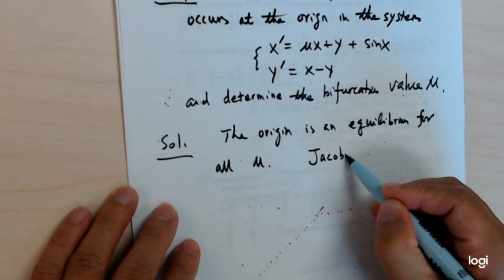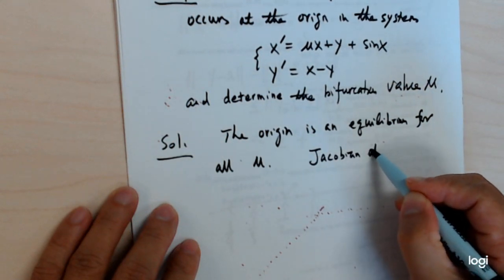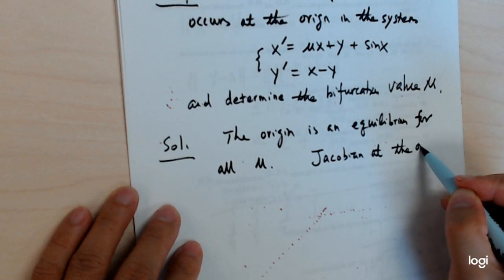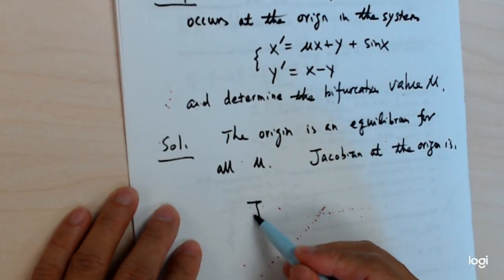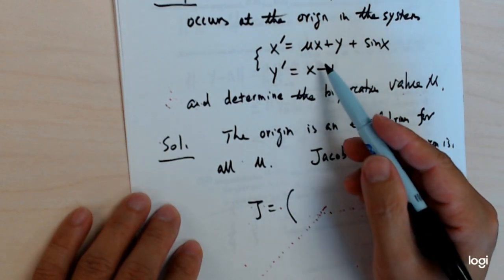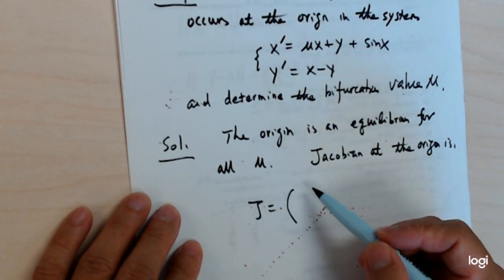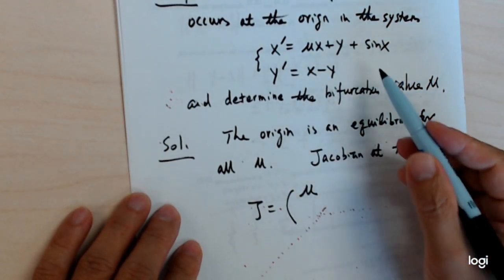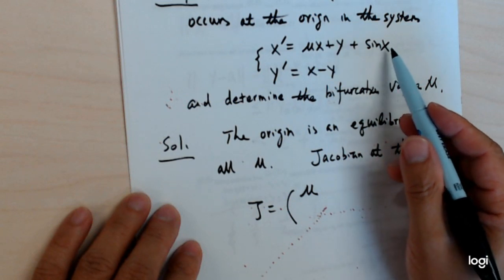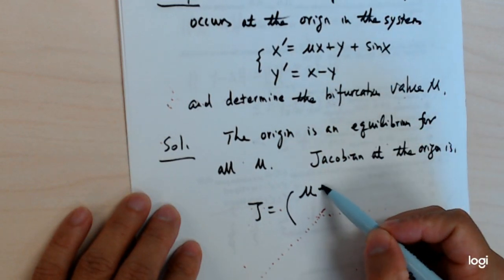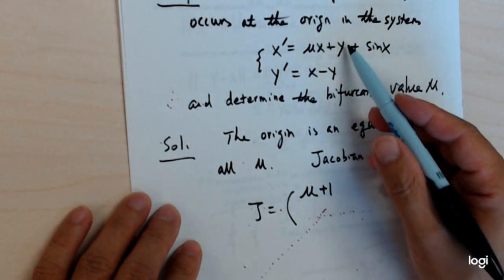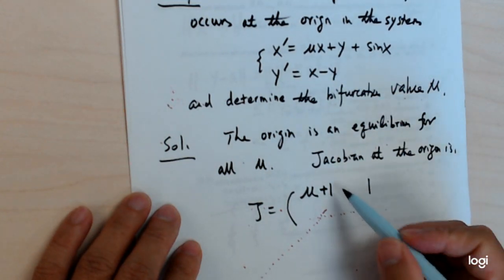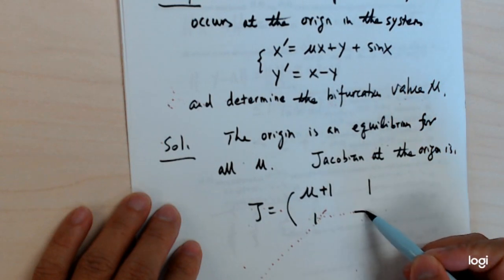The Jacobian at the origin is, so you guys go ahead and do this, okay? Jacobian differential with respect to x, you get mu and then plus cosine x, but then x will be 0 here, so that's why it's a plus 1 here. So we're calculating the Jacobian at the origin. Differential with respect to y, you get 1. Down here is 1, negative 1.